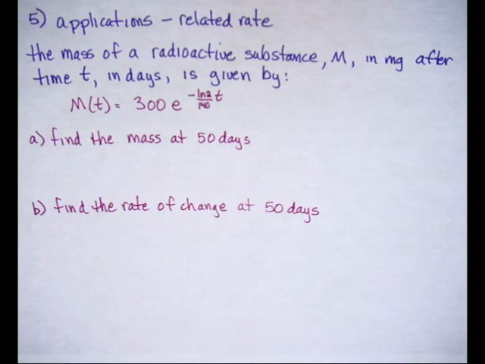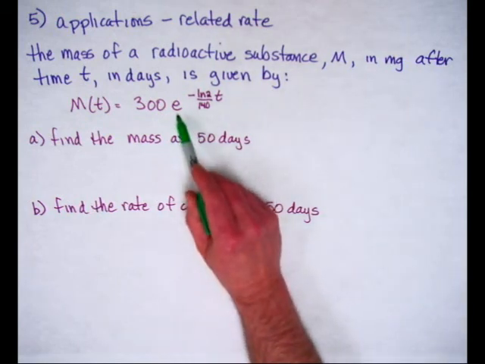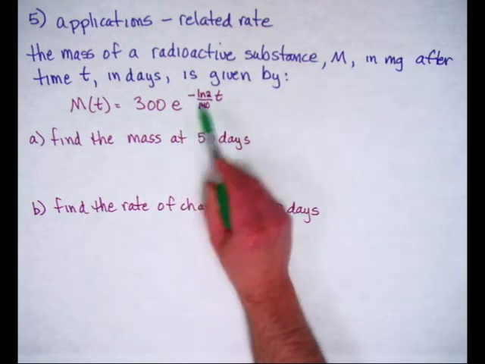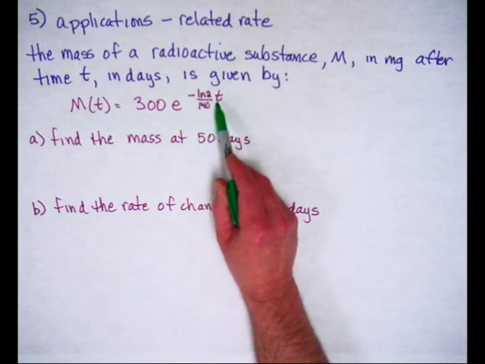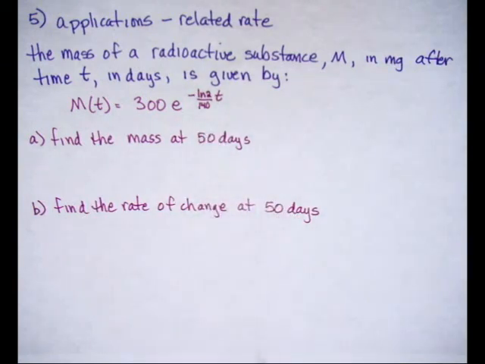So what I've done here is set up a problem. It says the mass of a radioactive substance M in micrograms after time t in days is given by the following function. So you'll notice that our function is an exponential function. We have a base e, and the variable is in the exponent. The first question is not a calculus question. The first question simply says, find the mass at 50 days.